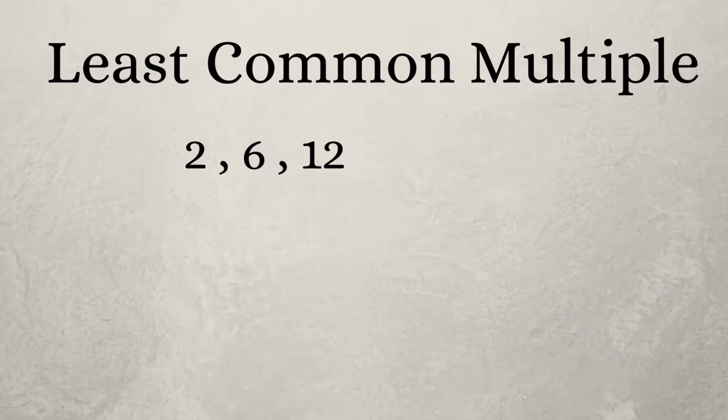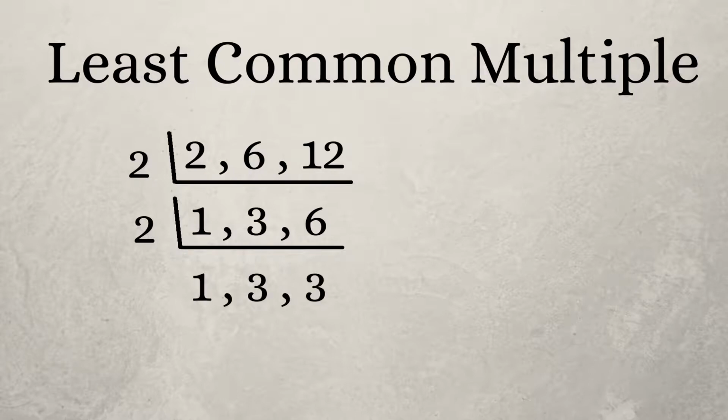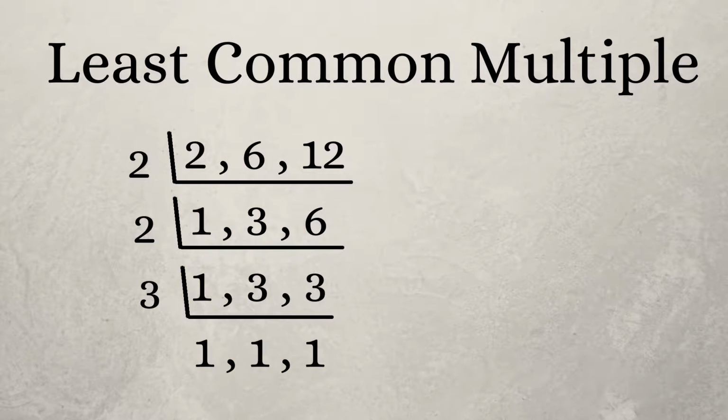Next, let us try to find the LCM of three numbers, 2, 6 and 12. First we divide by 2 and write down 1, 3 and 6. In the next step, we can divide by 2 again because 6 is a multiple of 2. So we go ahead and start dividing by 2. Now we write down 1, 3 and 3. So obviously the next prime number to be chosen would be 3. And then once we divide, we get 1, 1 and 1.